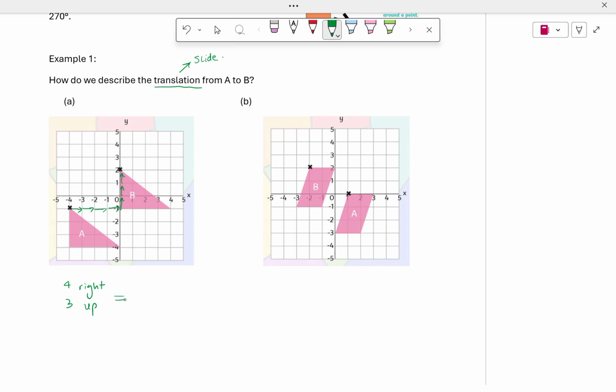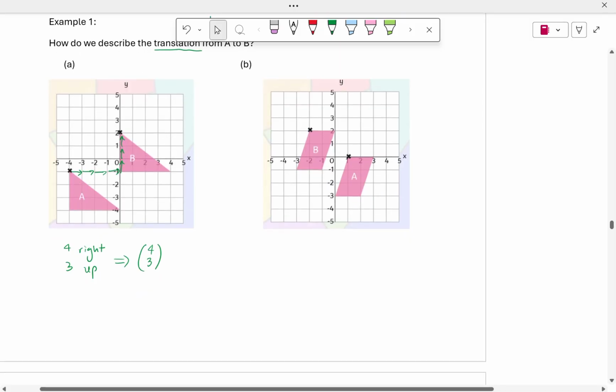Now we're going to write this in a little bit of set notation, which is going to be (4, 3), in brackets. What this 4 means is 4 to the right, and the number down the bottom means 3 up. I'm going to keep referring back to this notation over on the right because you need to know what that means.